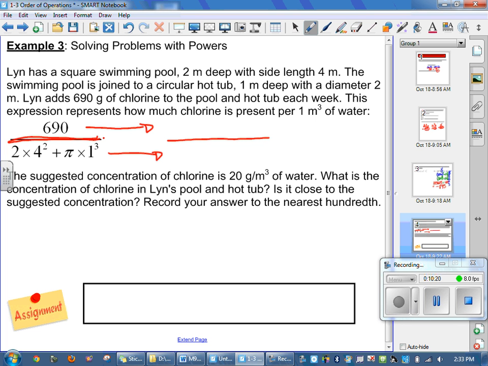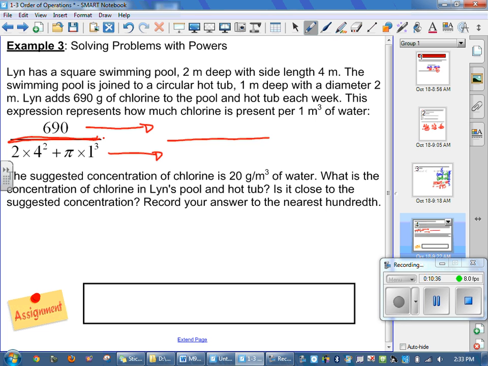Okay? Now we've got a pi symbol in here. When we use pi, we're not going to type in 3.14. We're going to use the actual pi button because pi is a run-on number that runs on forever, okay? It's an irrational number. So we want to type in the actual number.